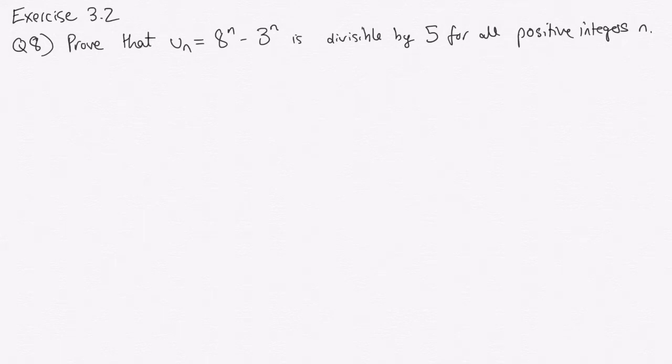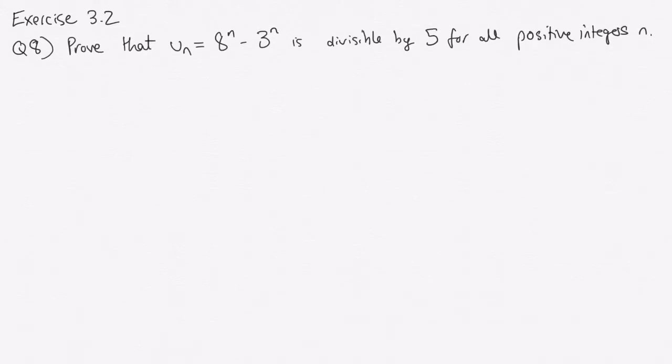In this video, I want to provide the solution to exercise 3.2, question 8 from the MEI A-Level Further Maths Core Year 2 Hodder textbook. So we're asked to prove that un equals 8 to the n subtract 3 to the n is divisible by 5 for all positive integers n. We're going to do this by induction.